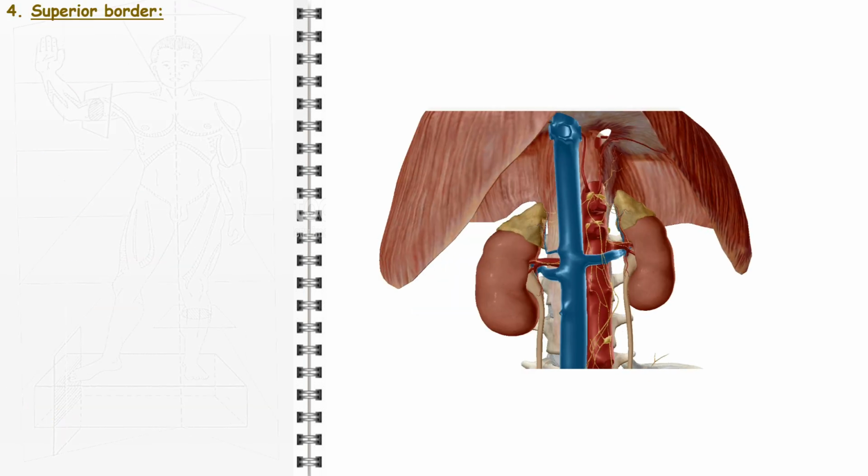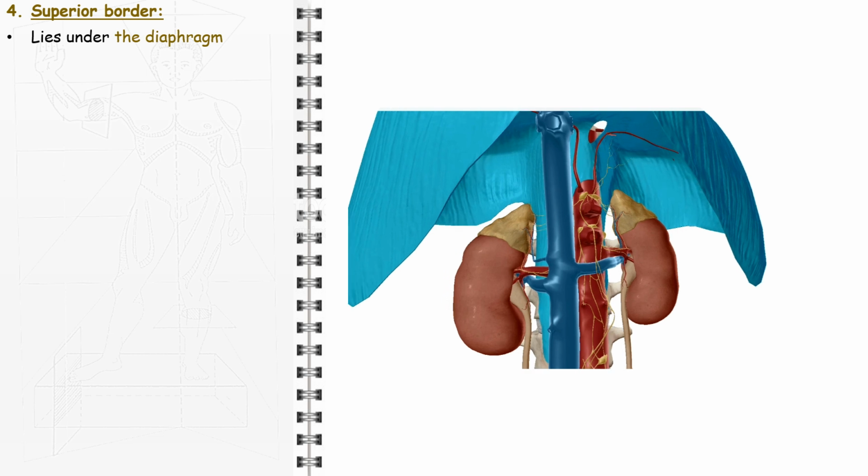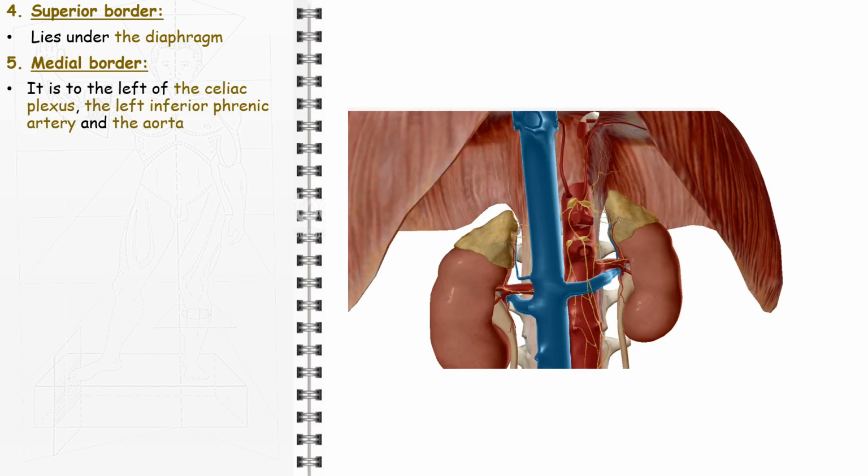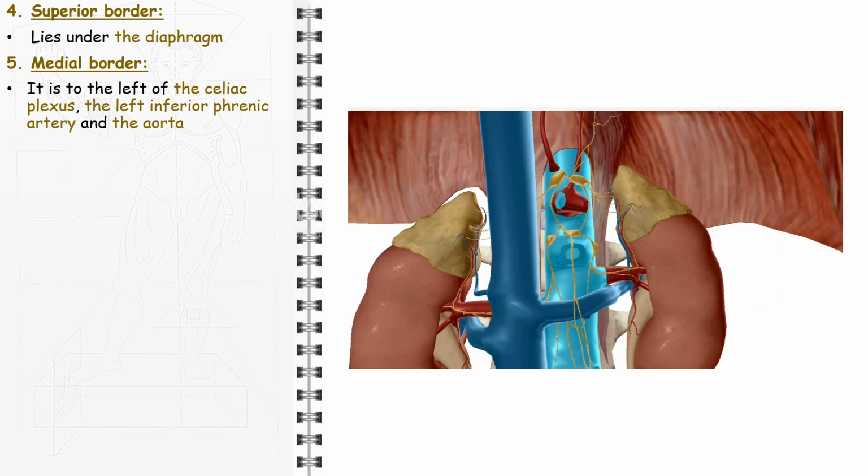The superior border lies under the diaphragm, while the medial border is to the left of the celiac plexus, the left inferior phrenic artery, and the aorta.